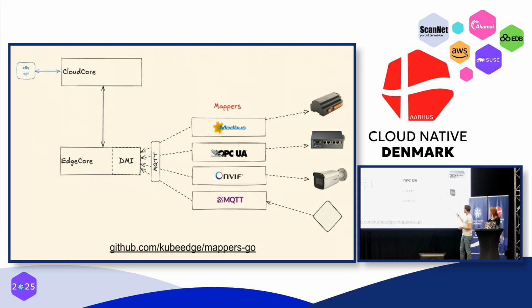So here we have 4 mappers, one for each of these protocols. There are a bunch already available upstream. If you go on this repo here, KubeEdge/mappers-go, there's quite a few like Modbus, OPC UA, ONVIF, GPIO, something like that. There's quite a few, but if you need to make your own, there is a framework to build them. It's written in Go, and there's pretty good documentation on how to do it yourself.